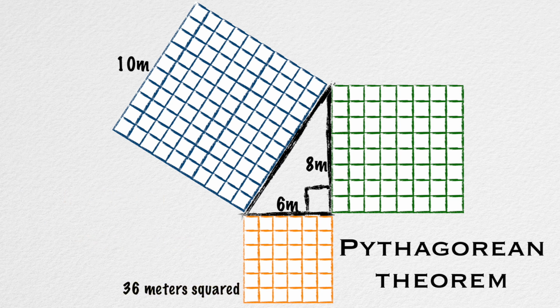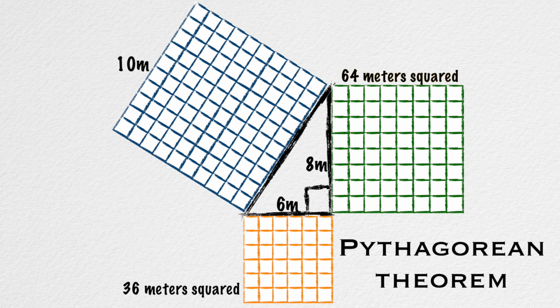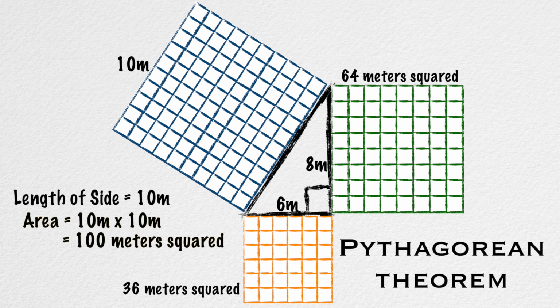Now, let's find the area of this square. The side of this square is 8 meters. So 8 times 8, which is equal to 64 meters squared. Now, let's look at the final square. The side of this square is 10 meters. So 10 times 10, which is equal to 100 meters squared.